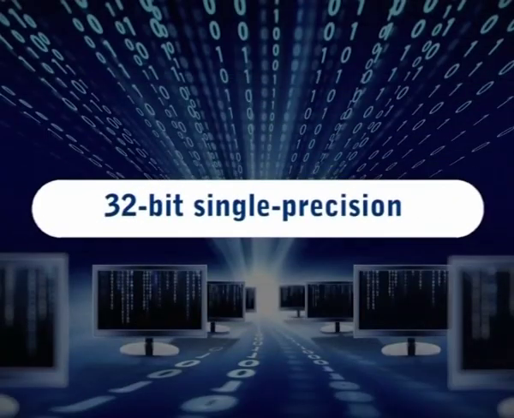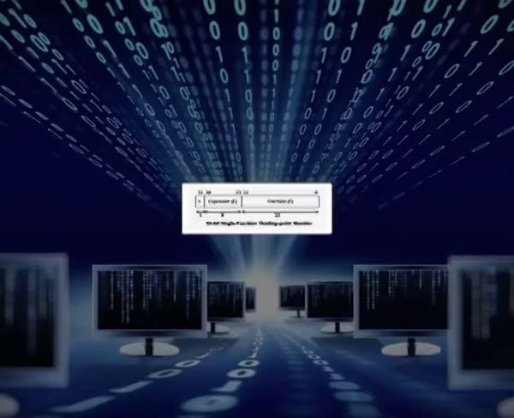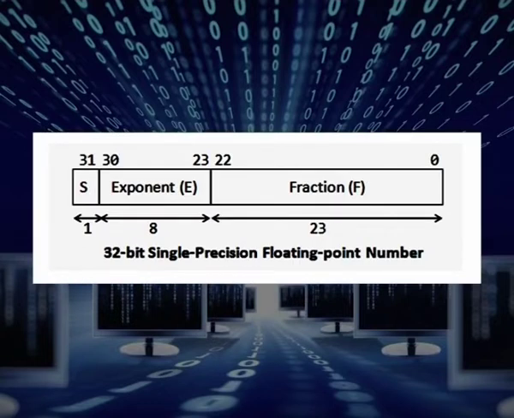Now let us discuss 32-bit single precision. In 32-bit single precision floating point representation, as you can see, the most significant bit is the sign bit s, with 0 for positive numbers and 1 for negative numbers. The next 8 bits represent exponent e. The remaining 23 bits represent fraction f. So now we know how to represent 32-bit floating point number.